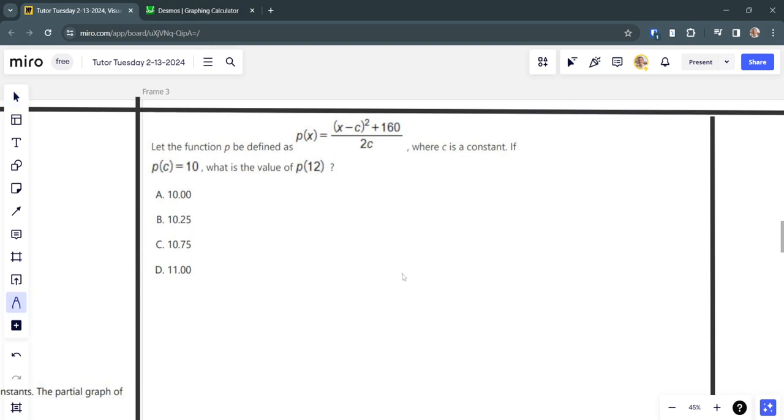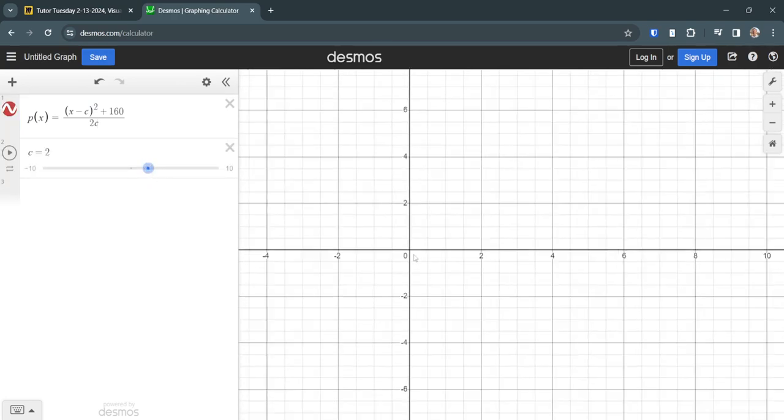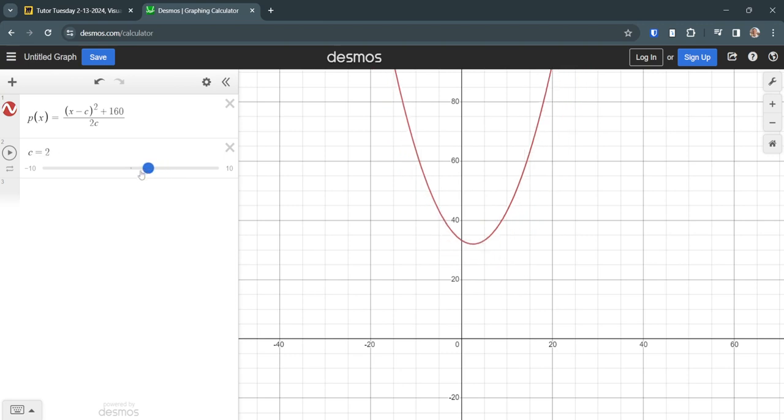This one is saying the function p is defined as p of x equals (x minus c) squared plus 160, divided by 2c. c is a constant. If p of c equals 10, what is the value of p of 12? Honestly, I would probably plug it into Desmos just to get an idea of what we're dealing with. p of x equals (x minus c) squared plus 160, and then divide that whole thing by 2c. If we set a slider for c and we zoom out, I can see how that affects my graph.